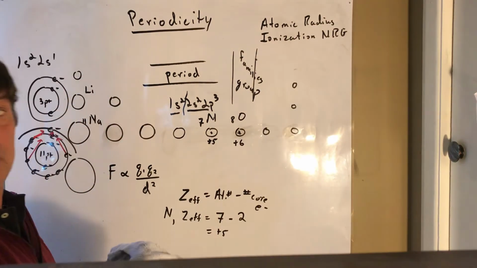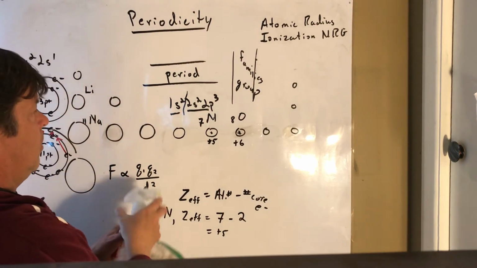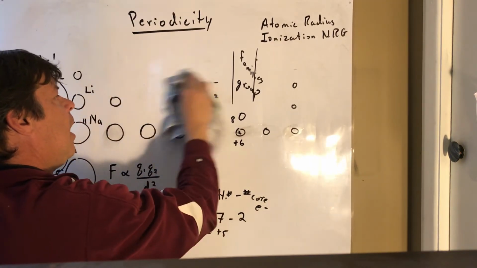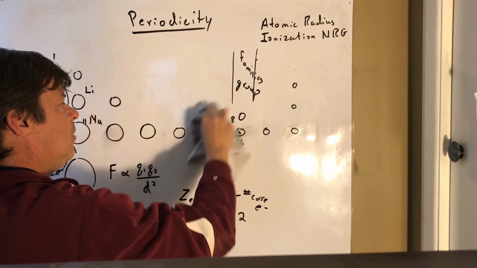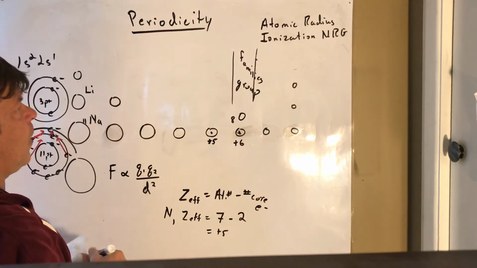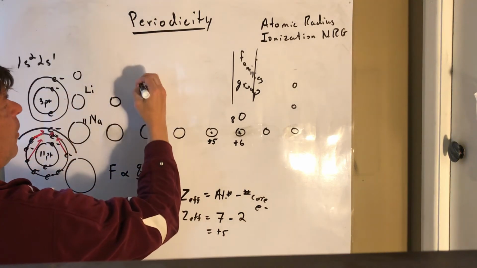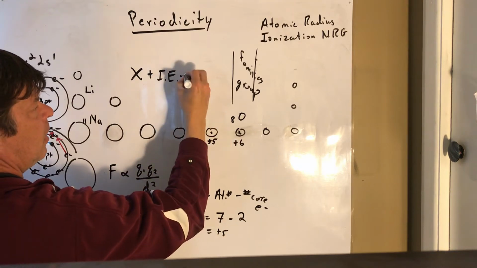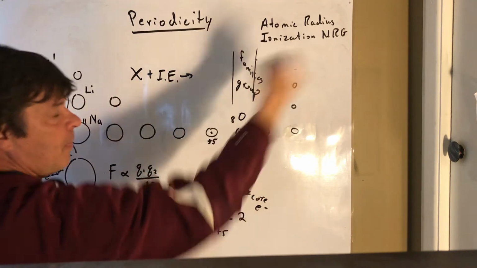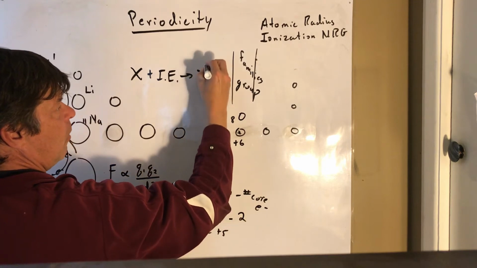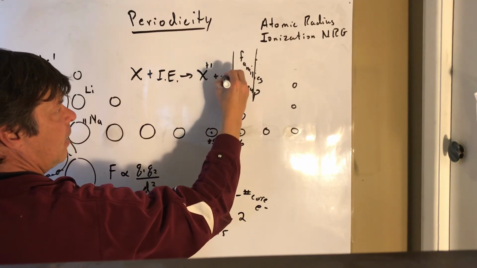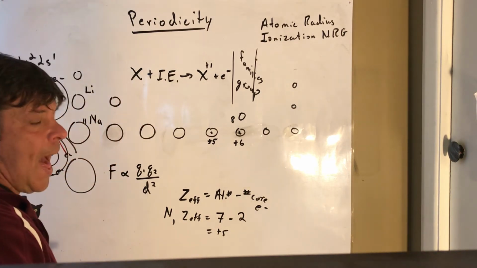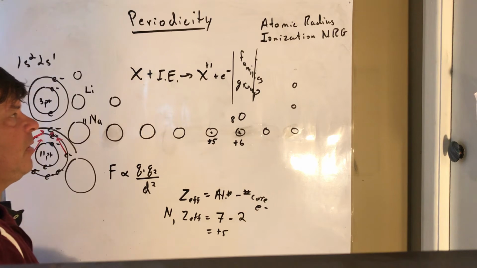Let me just erase this real quickly. Ionization energy: energy needed to ionize something. So let's just write up here. If we have element X and we add a certain amount of energy, we can kick an electron out, the valence electron, and then what we obviously get is a cation. So we're kind of oxidizing the element or the atom. IE stands for ionization energy.